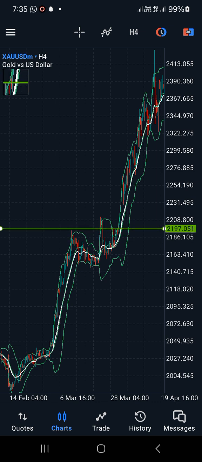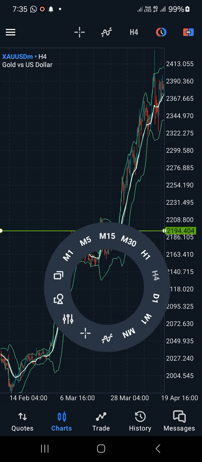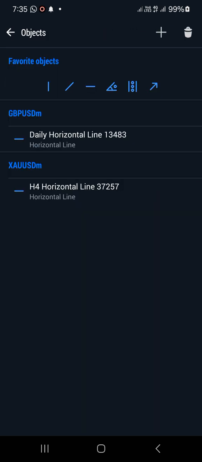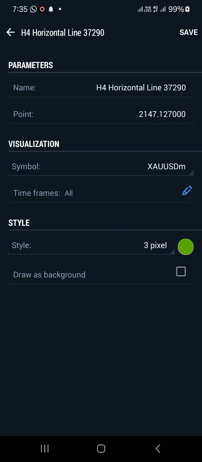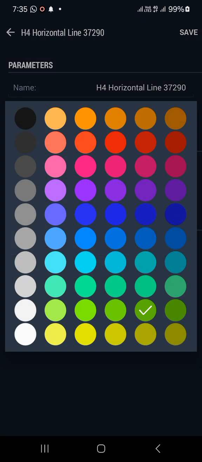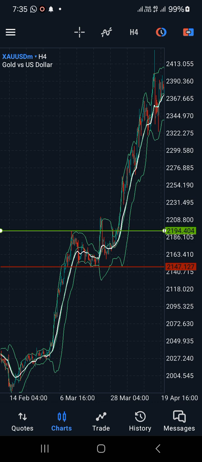So you touch the upper limit and you draw another line. You touch the lower limit. Then you can see two lines here. Let's use the lower one as the red line. Let's change the lower one to color red so that you can see clearly. Okay, so this is how you make use of this Bollinger Squeeze.